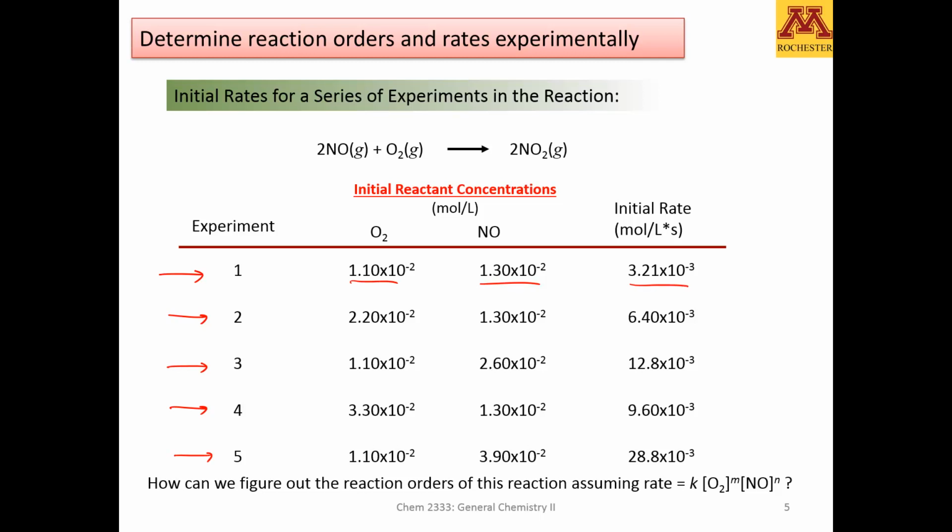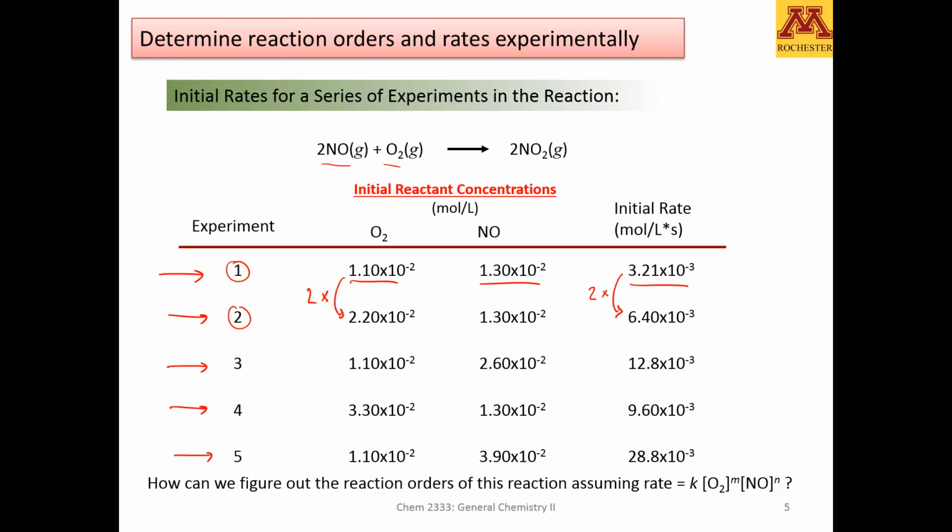So for this reaction, nitrogen monoxide reacting with oxygen, one sets up this first experiment, and now one compares it with the second experiment. The difference between the first experiment and the second experiment is that we doubled the initial concentration of oxygen, and then we measure again the initial rate. What happened to the initial rate? Well, it got multiplied by 2.